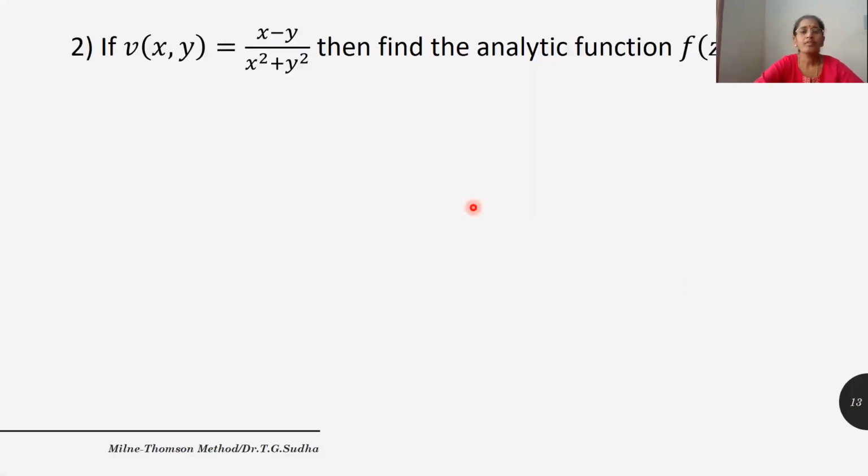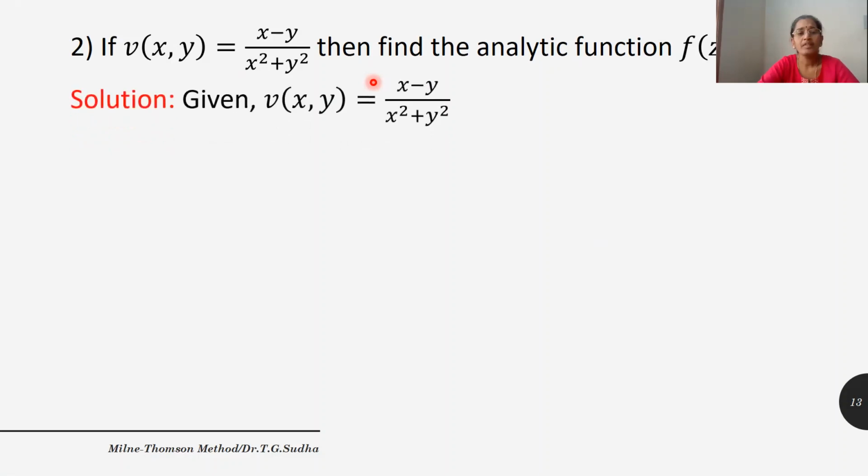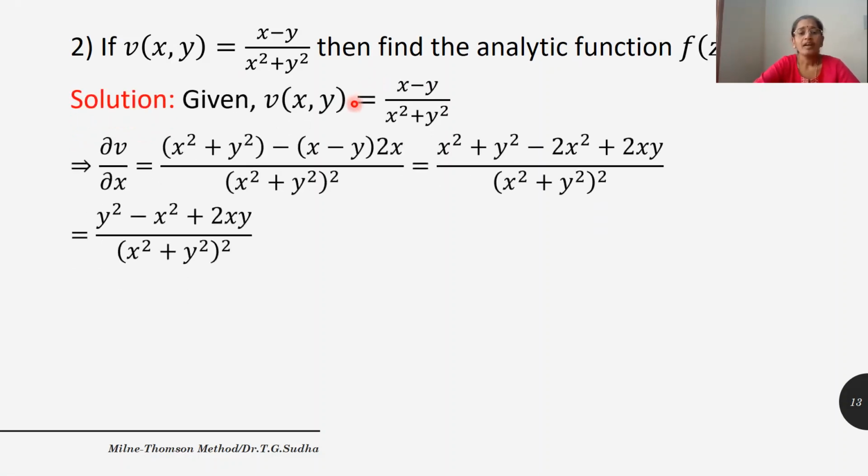Now let us move on to the second example, wherein the imaginary part is given to us, that is v. Once again, we need to find the analytic function f of z. Let us use Milne-Thomson method once again. For that, we need the partial derivative of v with respect to x.